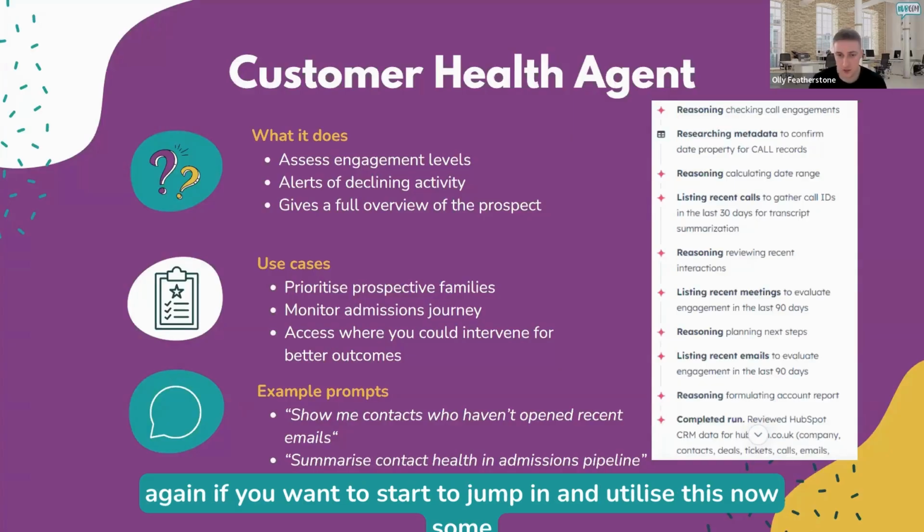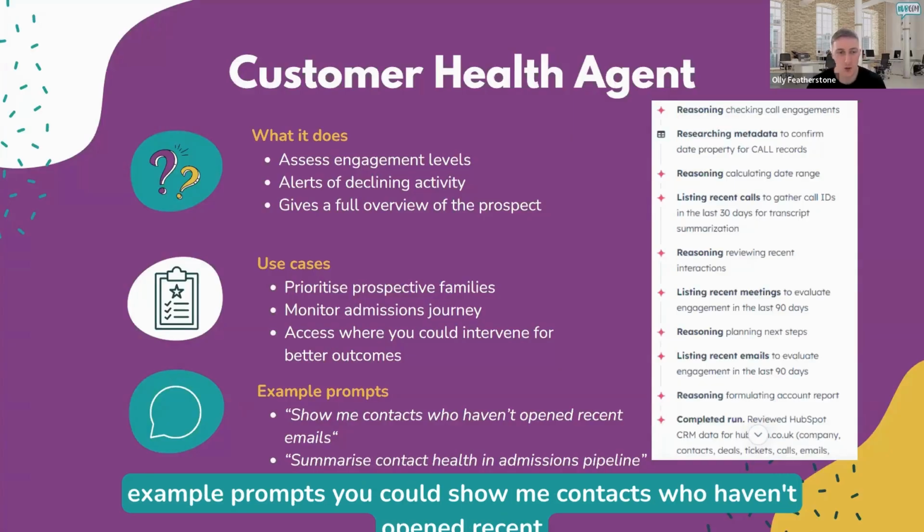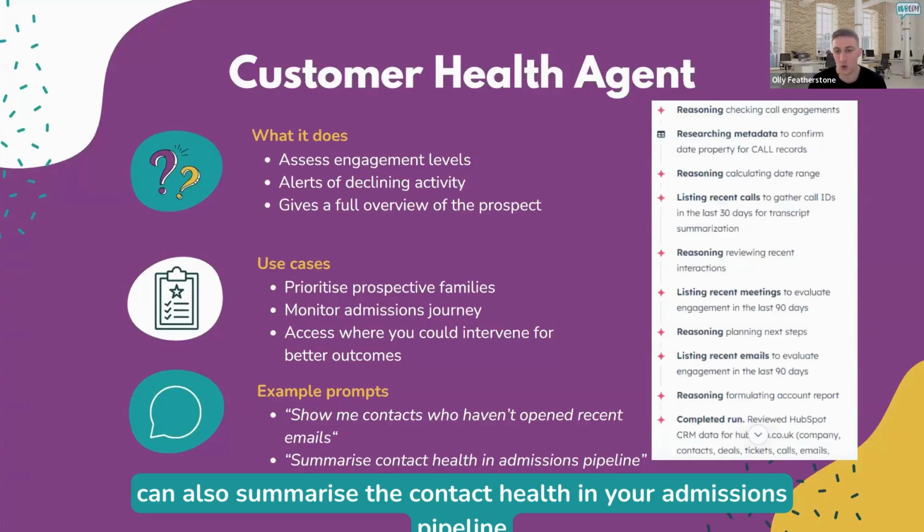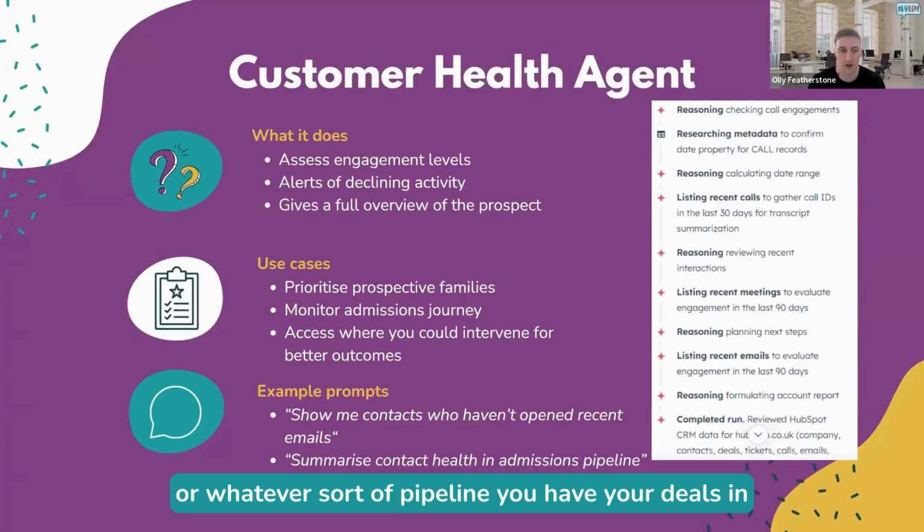So again, if you want to start to jump in and utilize this now, here are some example prompts. You could say, show me contacts who haven't opened recent emails, and that could get a bit of a list going for you, with a little bit of commentary on perhaps why it pulled them into that list. You could also summarize the contact health in your admissions pipeline, or whatever pipeline you have your deals in. And then you could also ask a more broader account-wide question.